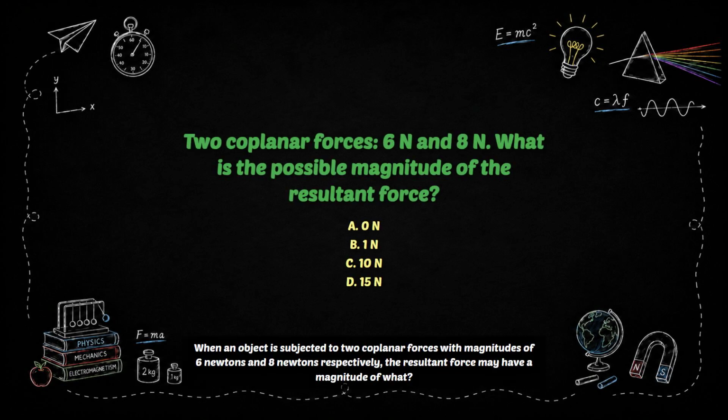When an object is subjected to two coplanar forces with magnitudes of 6 newtons and 8 newtons respectively, the resultant force may have a magnitude of what? 0 newton, 1 newton, 10 newtons, or 15 newtons?